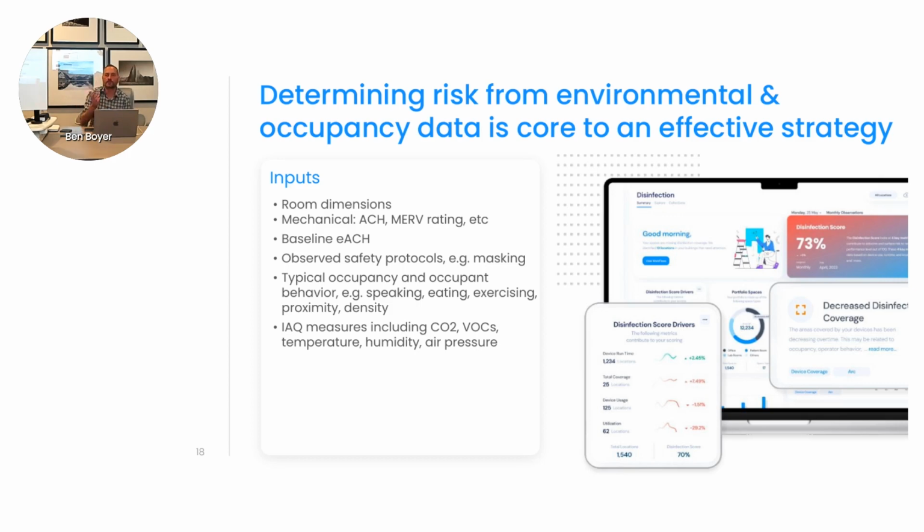We look at protocols, so is it a masked environment, is it not? And then we look at the type of activities that are going on. Is it people eating, or people working, or people working out? And then we also can layer on top of that IQ measures, CO2, VOCs, temperature, humidity, air pressure. All of that data provides us with the ability to understand what are the riskiest elements of your space, and to help put forth a program where our solution is implemented to reduce the risk the greatest amount. Again, I don't believe there's another company that's in and around our space that thinks about the problem that way.